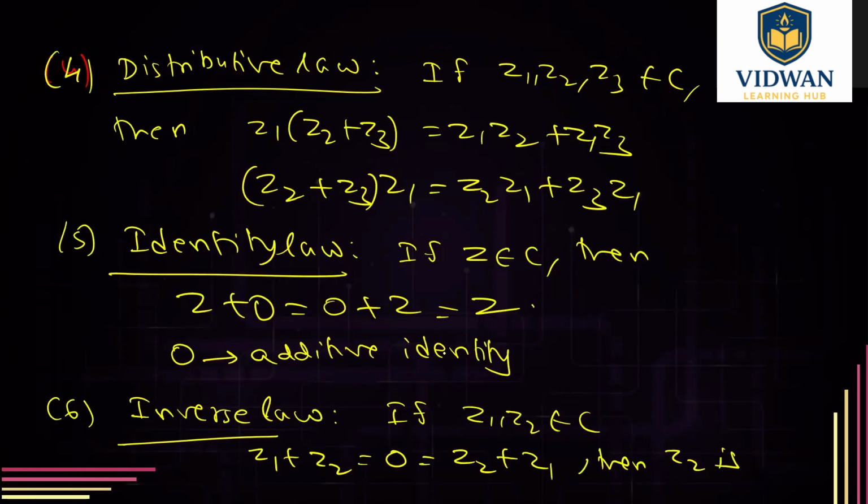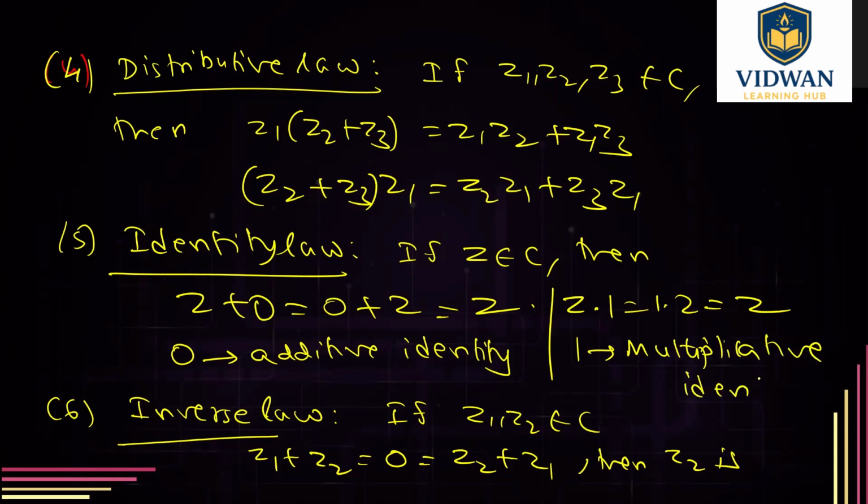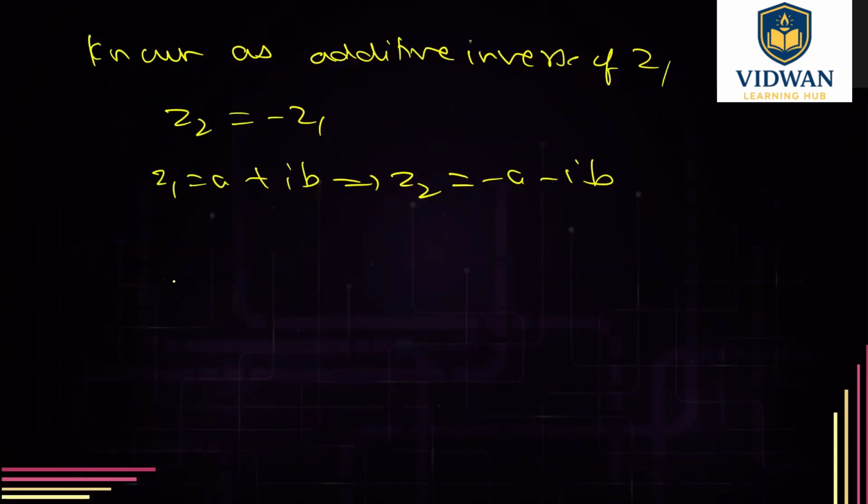Now just going back, just like I wrote the identity law in addition, we can also have an identity law in multiplication. If you multiply Z with 1 or 1 with Z, you get back Z only. So this is called the identity of multiplication, and 1 is called the multiplicative identity for complex numbers. 0 is the additive identity and 1 is the multiplicative identity. Based on this, we can again write the inverse law for multiplication also. If you multiply Z1 with Z2 or Z2 with Z1 and get the result as 1, then this is called the inverse law of multiplication.